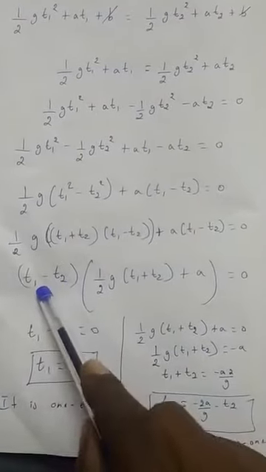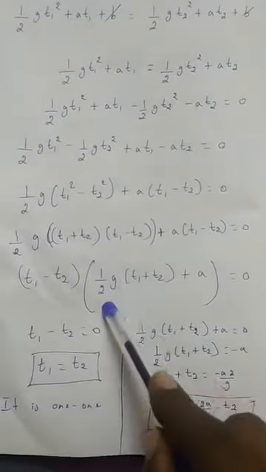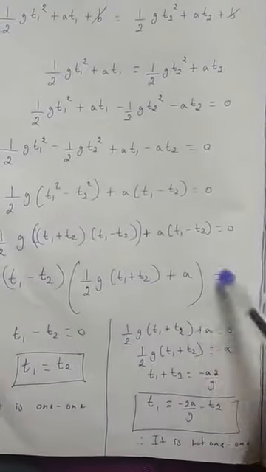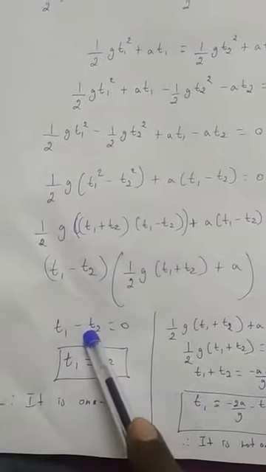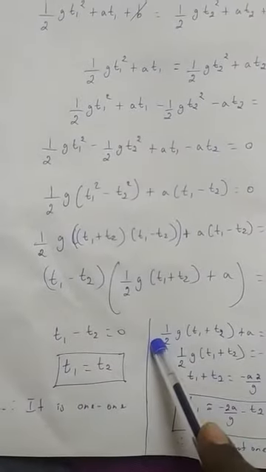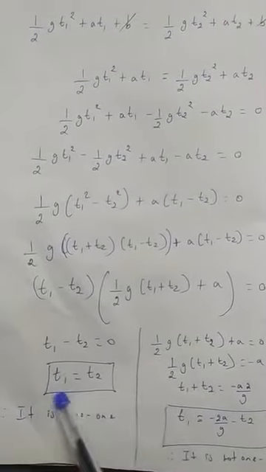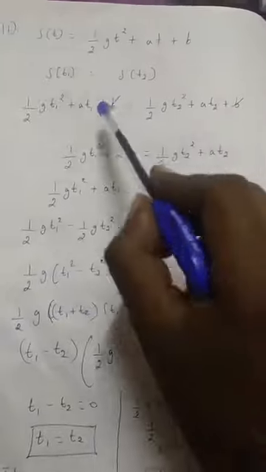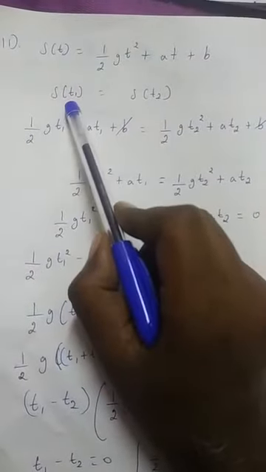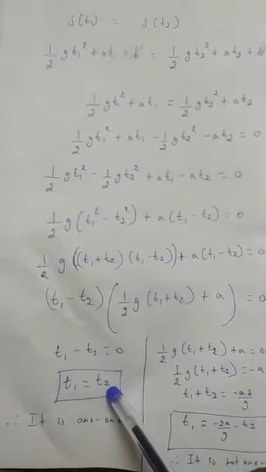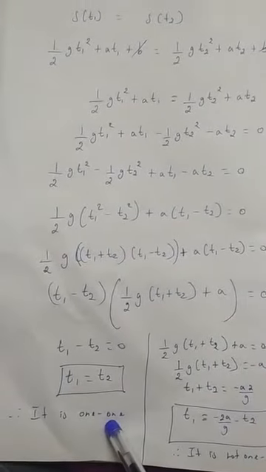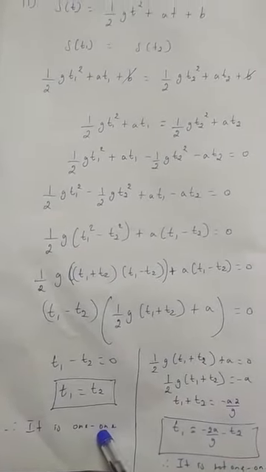So first, t1 minus t2 is equal to 0. The same way, 1 by 2 g (t1 plus t2) plus a is equal to 0. So now t1 minus t2 is equal to 0. If I take this minus t2 to this side, it becomes plus t2. So when you find s of t1 is equal to s of t2, and you get t1 is equal to t2, therefore it is a one-to-one function, right?